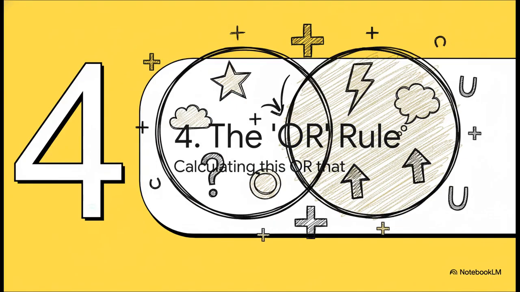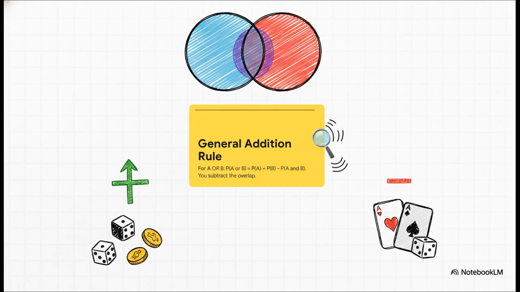Okay, toolkit check. We've got our AND tool down. Let's put that aside and pick up our second big one, the addition rule. This is what you use when you want to find the probability of this happening or that happening. So just like AND means multiply, OR means add. The general rule says the probability of A or B happening is the probability of A plus the probability of B minus the probability of both A and B happening together.